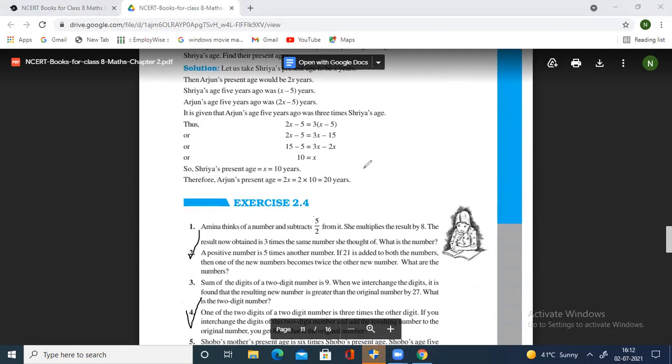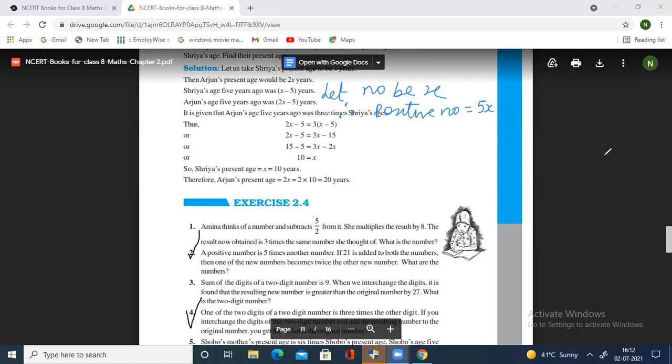Okay, Mahika. So let's see question number 2. A positive number is 5 times another number. What are the numbers? So first you will write, let the number be x. Therefore, the positive number is 5 times another number, so the positive number will be 5x.